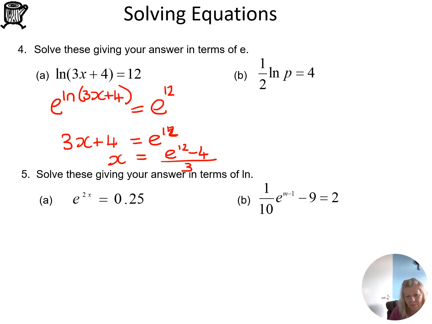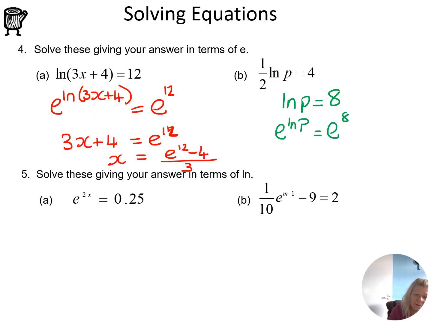Next one. We can't e both sides straight away because there's a half in the way, so get rid of the half. So if I times both sides by 2, now E both sides. Cancel out.